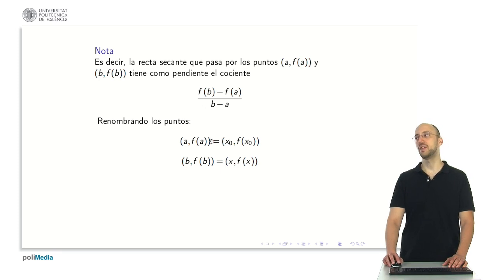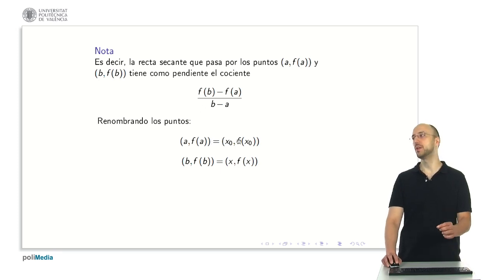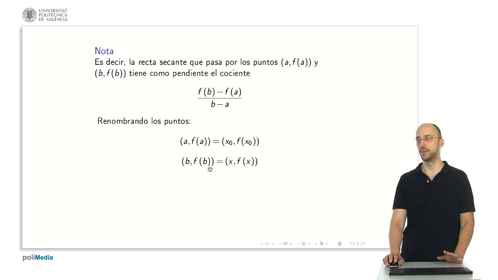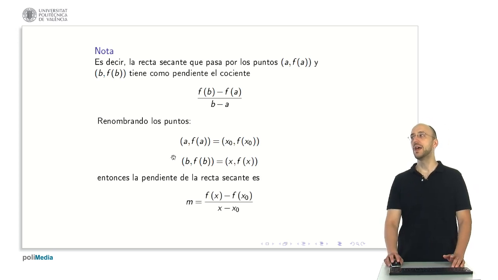However, if it's not clear yet, let's make a simple notation change. We'll refer to A and f of A as x sub 0 and f of x sub 0 respectively. We'll call B by x, which makes B and f of B become x and f of x. With this slight notation change, the slope of the secant line looks like this. It should look familiar now.